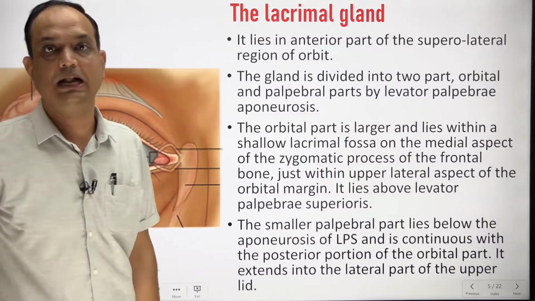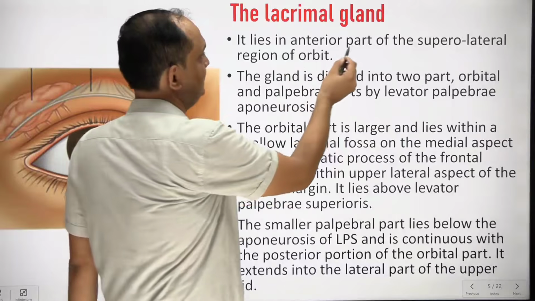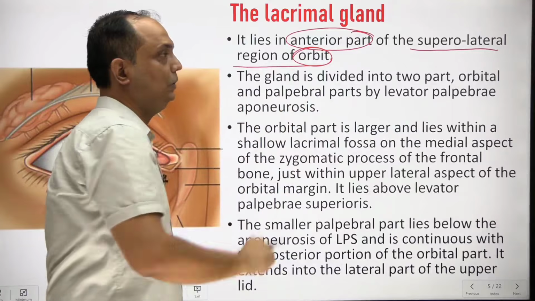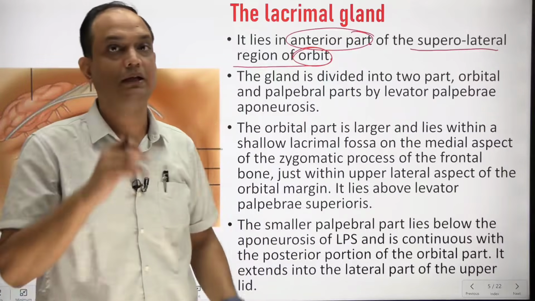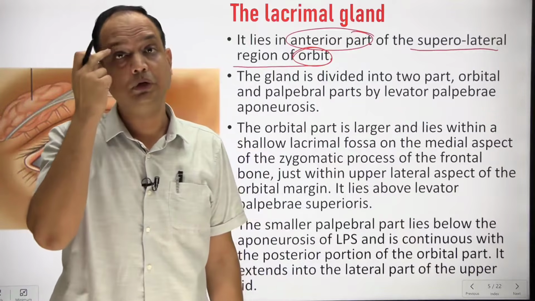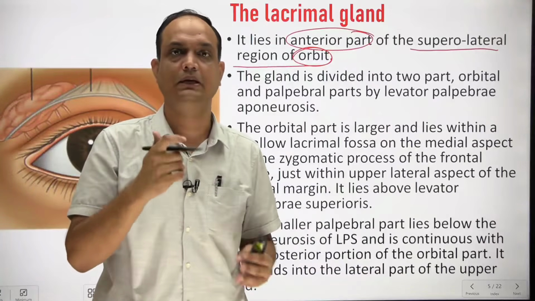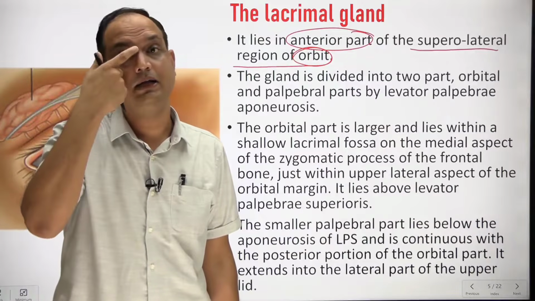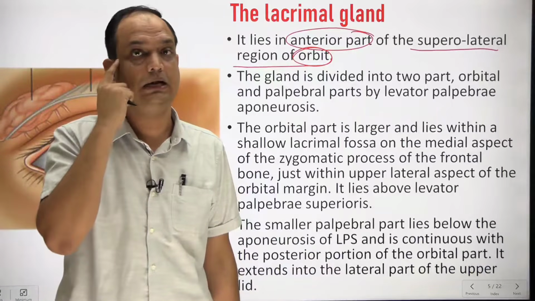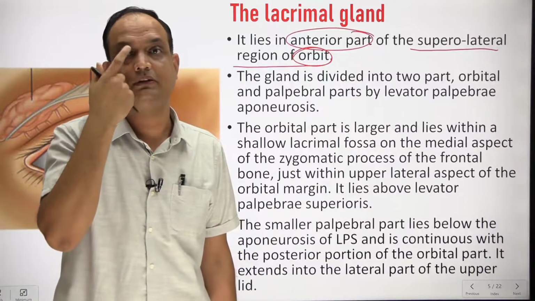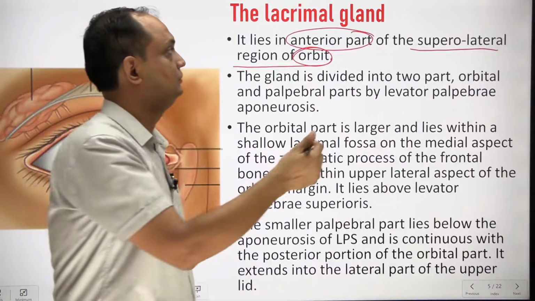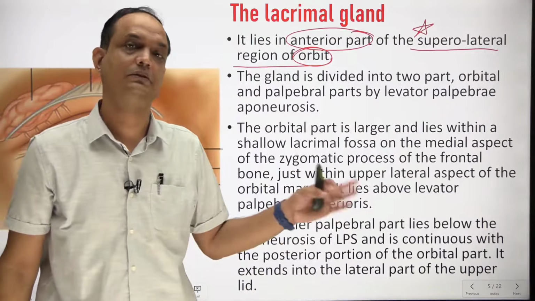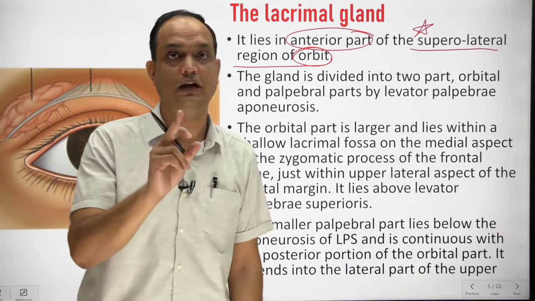So what is the lacrimal gland actually? The lacrimal gland lies in the anterior part of the superolateral region of the orbit. Now I just told you that this orbit means these bony areas, the bony orbit, from which our bony framework is made. In this bony framework, along the superior border, but in the superior border, where, medially or laterally? Laterally. I just told you. So this is superior and lateral. So that's why this word comes, that it is present along the superolateral aspect of the orbit. So this is again the question of your MCQ.